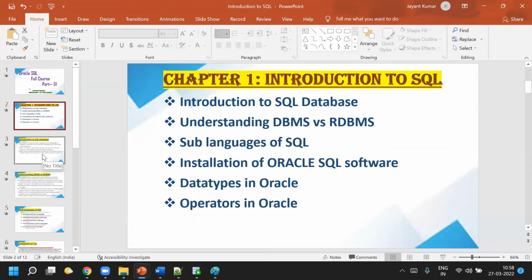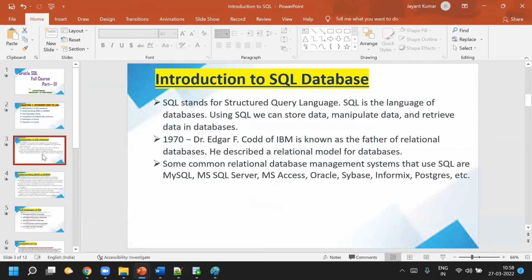None of the questions you can expect in the interview from this topic, but for the general idea I'm just explaining. SQL stands for Structured Query Language. SQL is a language for database. Using SQL, we can store data, manipulate data, and retrieve data. It means you can change the data format, you can insert data, you can create tables and all, and you can modify data.